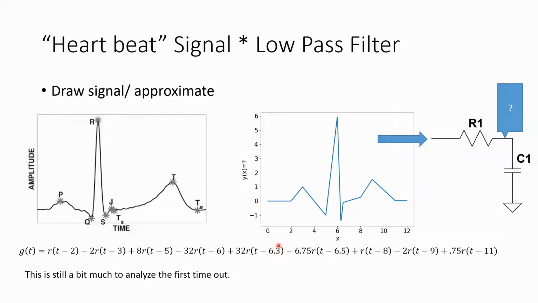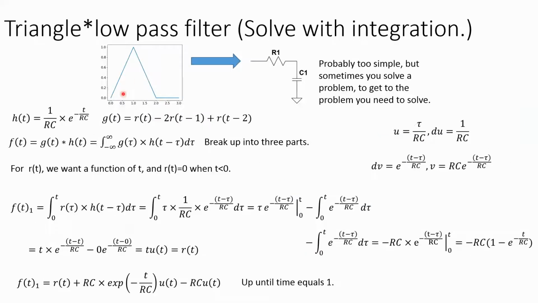But this is still a little bit much the first time out. So what I'm going to do is just a simple triangle wave. Maybe this is too simple, but sometimes you have to solve a problem so that you can get to the problem you want to solve. All right, so I'm going to do it two ways. We'll review the convolution integral way and the Laplace transform way.